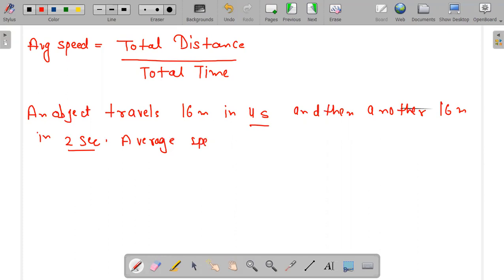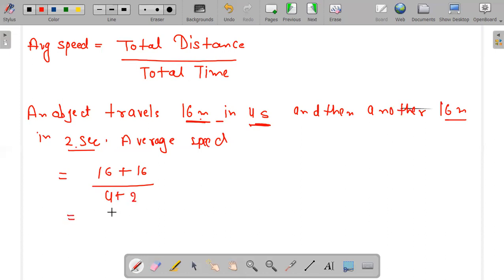So how can you find average speed? Just use the formula. What is the total distance? It is 16 meter plus 16 meter. And what is the total time? Total time is 4 seconds for the first 16 meter and 2 seconds for the second 16 meter, so it is 4 plus 2.